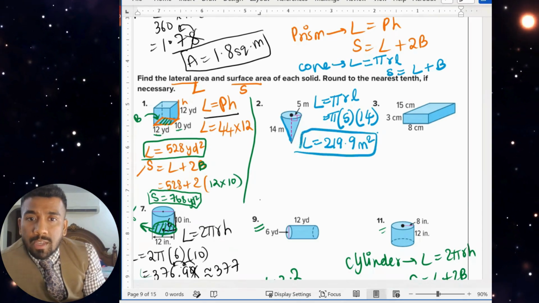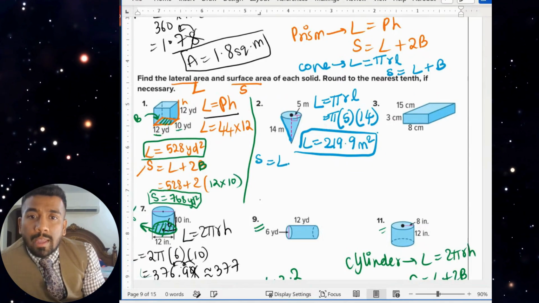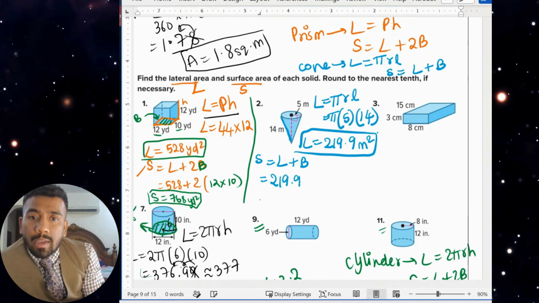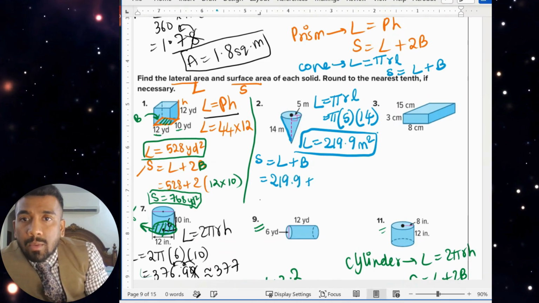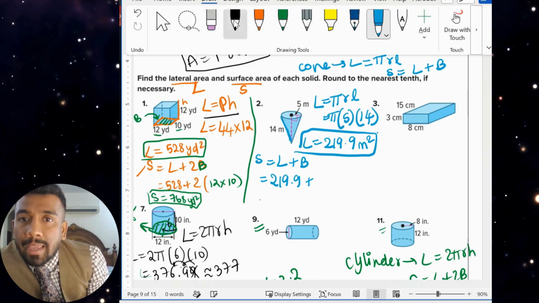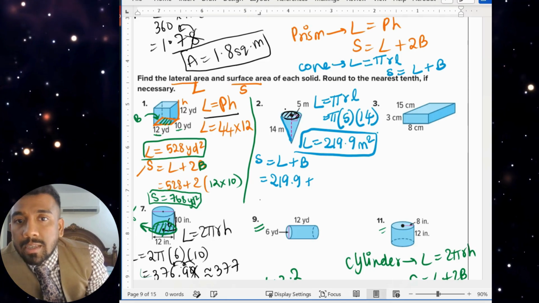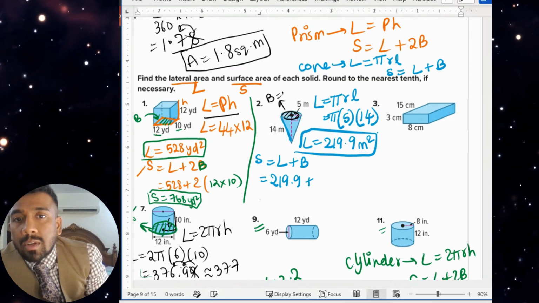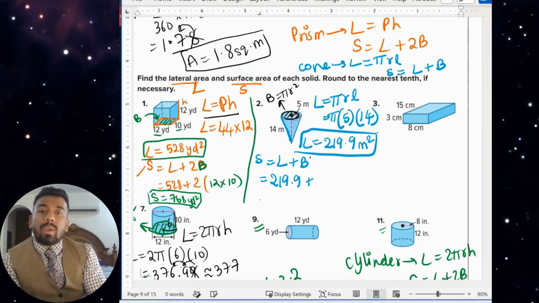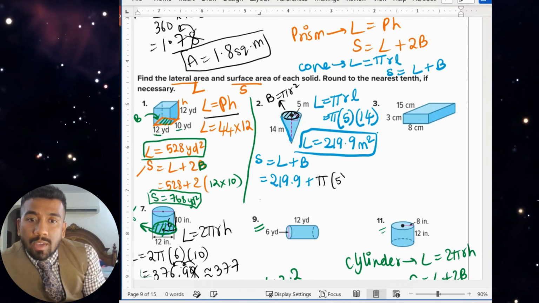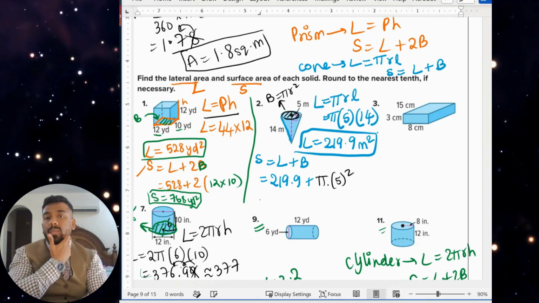What about the surface area? S will be L plus B. L you know, 219.9. What about B? B is the base. Now what's the base? This is the base. It's a circle, so the same circle rule will come. Pi r square, pi r square. What's r? 5. 5 square. That's it. Put it in the calculator.